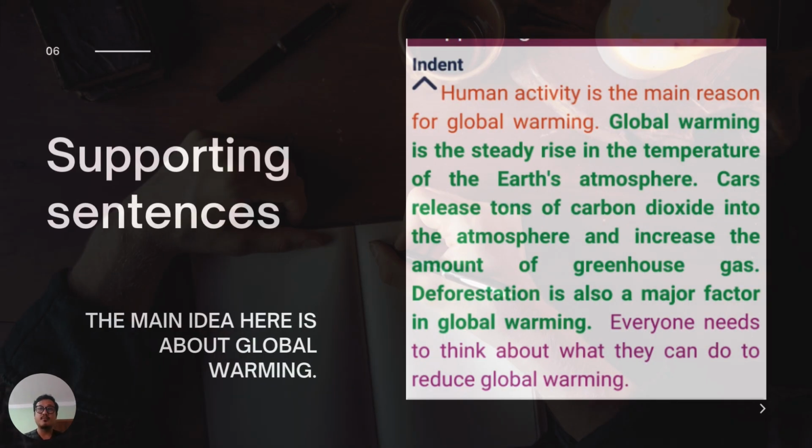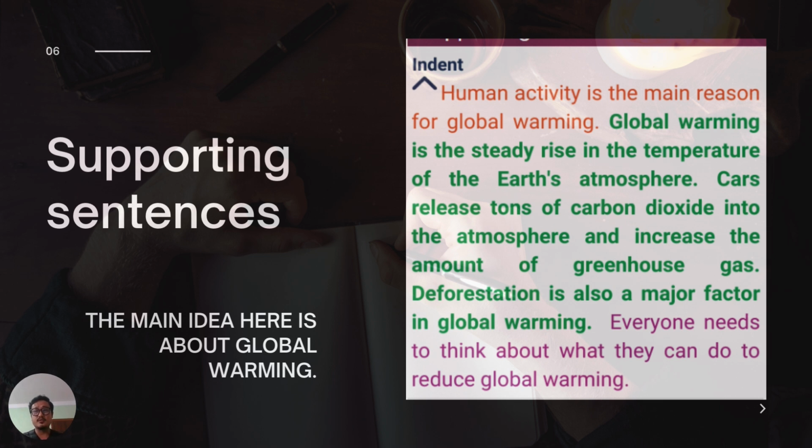Now let us talk about supporting sentences. Supporting sentences in a paragraph always come after the topic sentence and support the main idea you presented at the beginning of the paragraph. In this example, it is highlighted in green that elaborates on the topic of global warming. Supporting sentences give the reader more details about the main idea. So, what can you write in the supporting sentences? You can give examples, reasons, or descriptions that support your topic sentence.